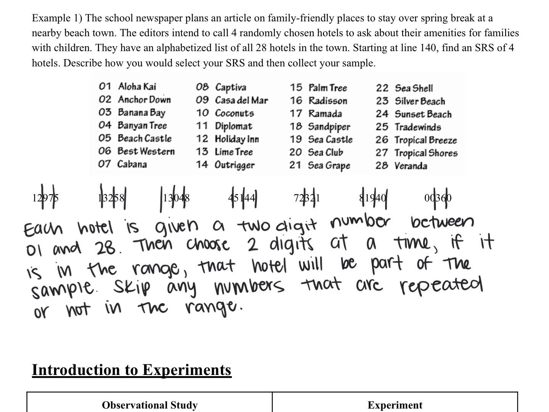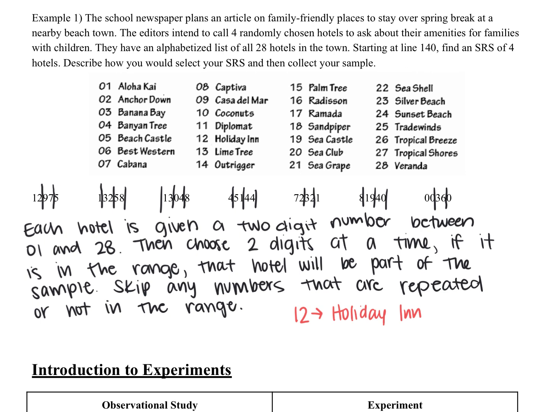So we look at our first digit. Our first digit is 12. Our first 2 digits are 12, which is within my range. So Hotel 12, which is the Holiday Inn, is part of my sample. The next one is 97, way outside my range, so I'm going to skip it.